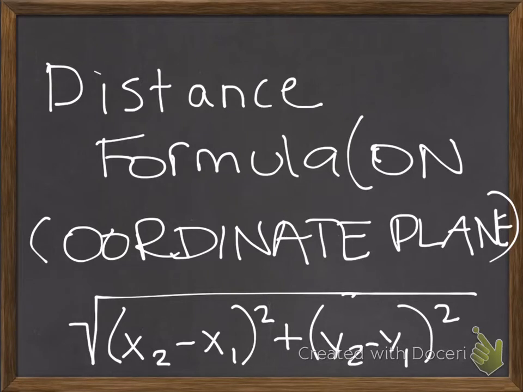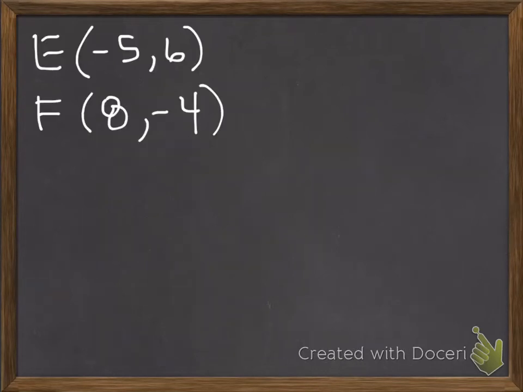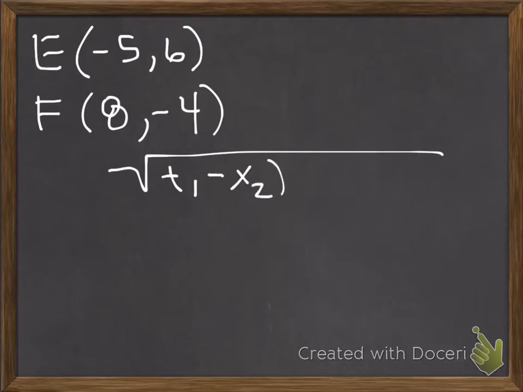Now we have the distance formula on a coordinate plane, and you're going to be using this formula, which we'll see a lot, and this is using coordinate points or coordinates on a graph. So if we use the formula, they give us 2 points here. The formula to rewrite is the square root of x1 minus x2 squared plus y1 minus y2 squared.